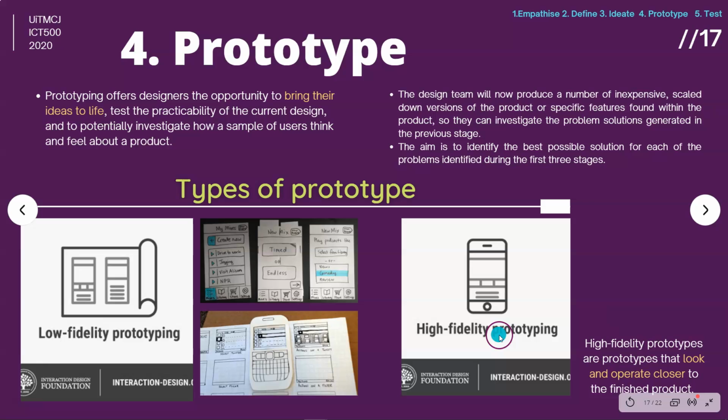We have 2 types here: low fidelity and high fidelity prototypes. Low fidelity is where you are just sketching or drawing your interface. High fidelity is where it looks and operates closely to the real thing. For example, if you want to have an app, you design the app as the real one. High fidelity is costly and takes time.